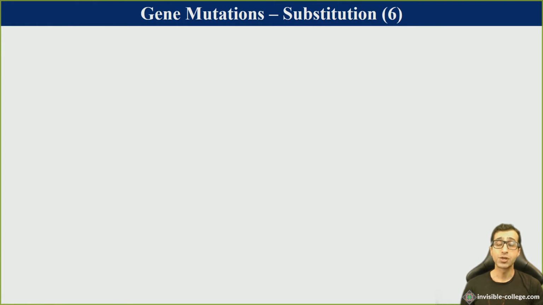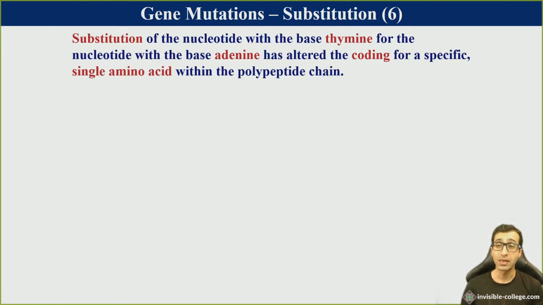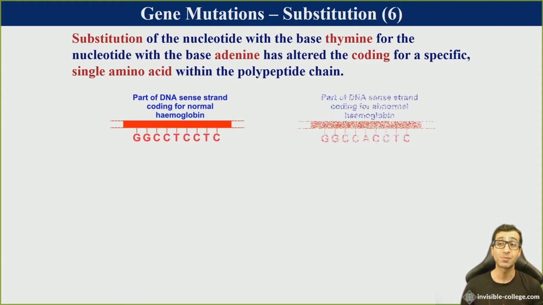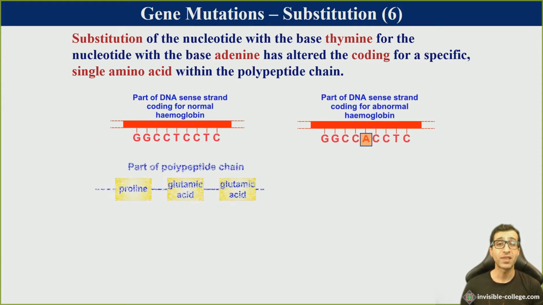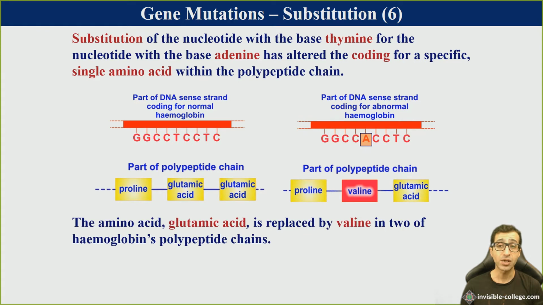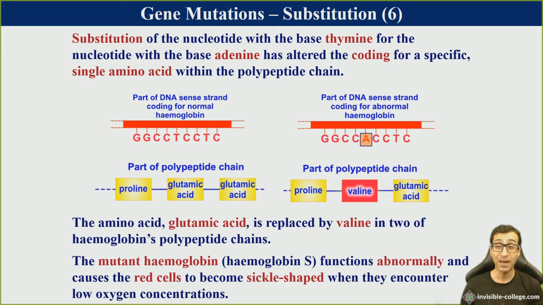So substitution of the nucleotide with the base thymine for the nucleotide with the base adenine has altered the coding for a specific single amino acid within that polypeptide chain, and in turn that's changed or replaced the glutamic acid with a valine in two of hemoglobin's polypeptide chains. So the mutant hemoglobin, which is called hemoglobin S, functions abnormally, and this is what causes the red blood cells to become sickle-shaped when they encounter low oxygen concentrations.